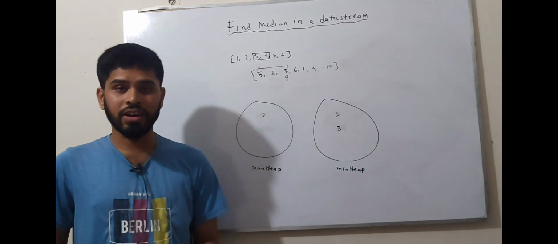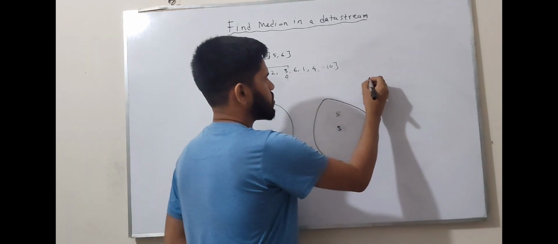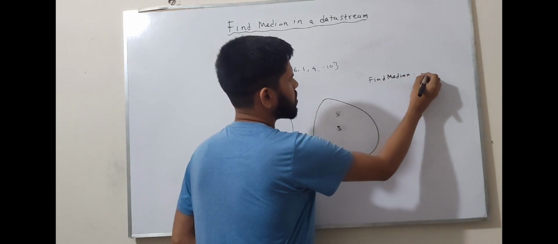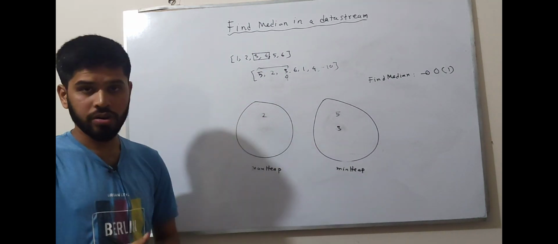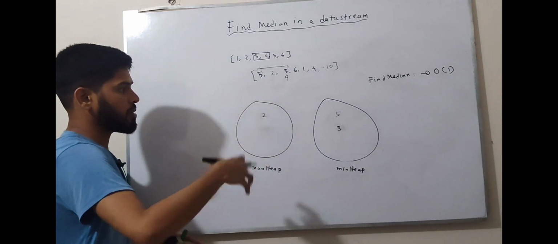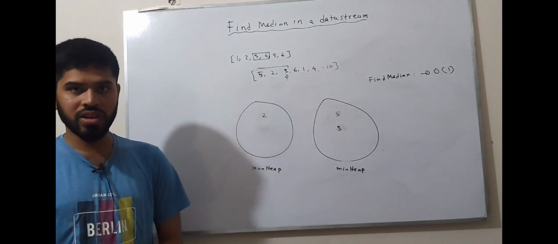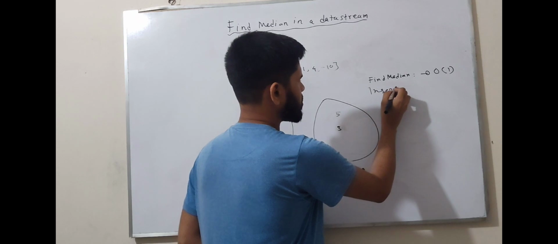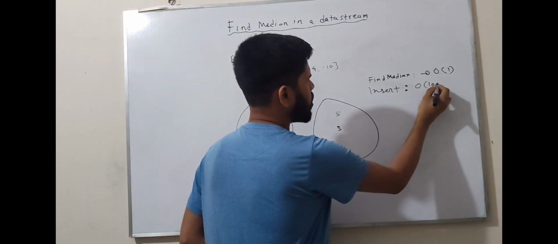Median is 3. We can find that out in constant time. So, find median will take constant time complexity. Alright, and insert in our data structure, we have to store our data from our stream in our data structure. That will take time complexity. In order to insert in a heap data structure, it takes time complexity O of log n.